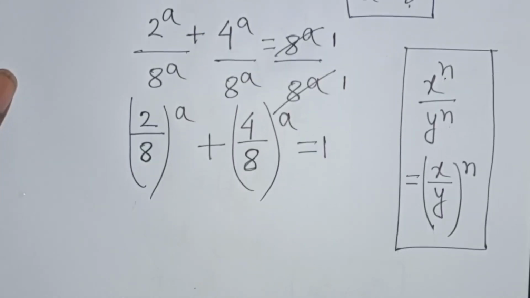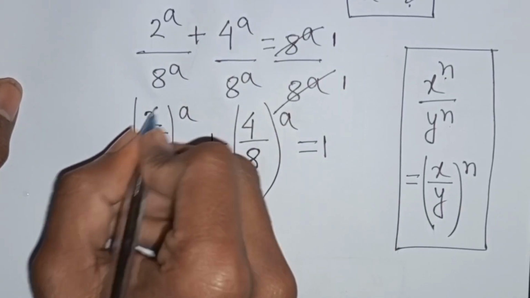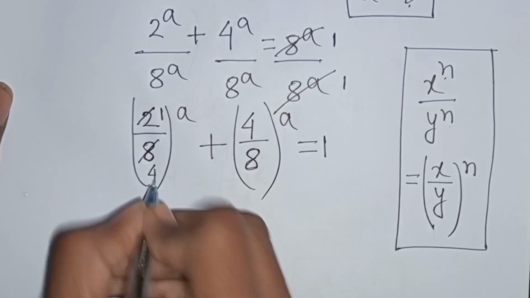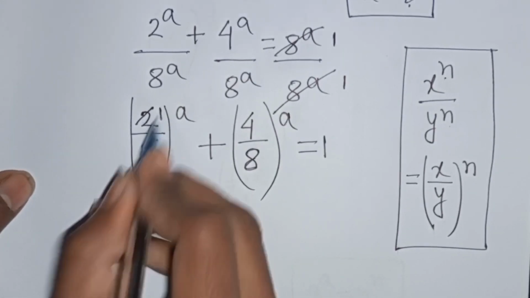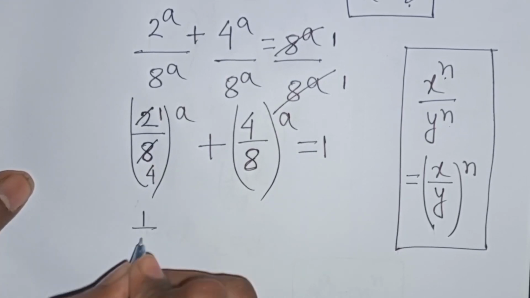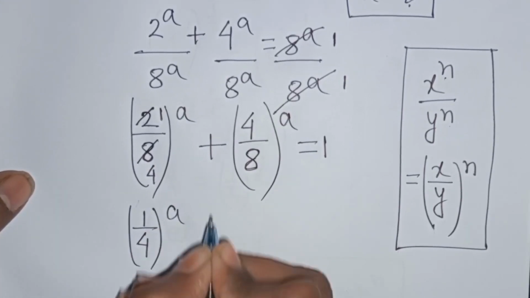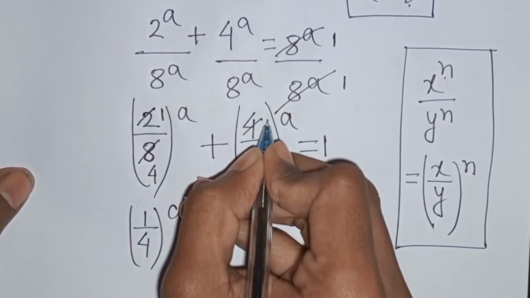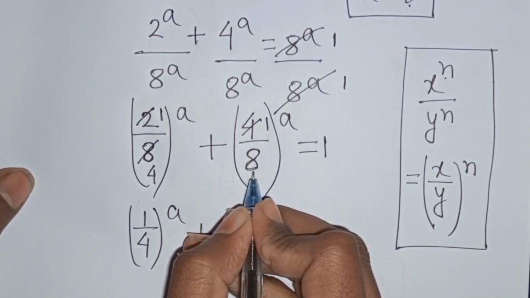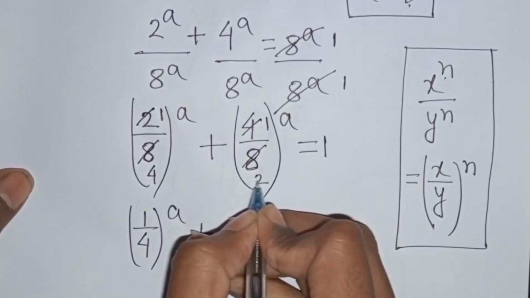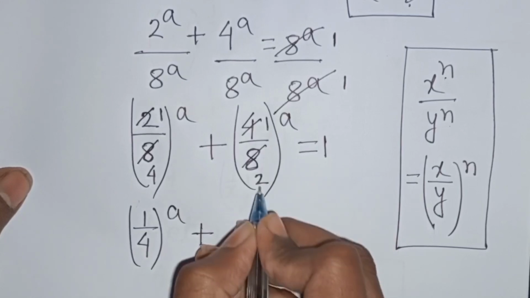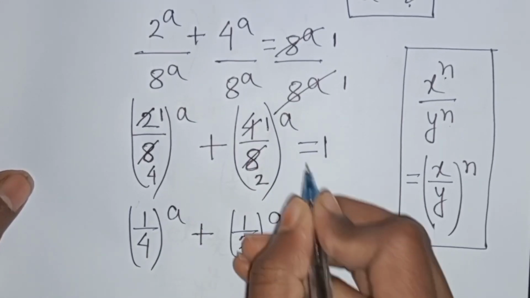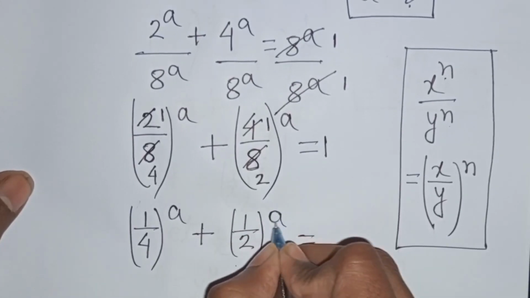Now 2 divided by 2 is 1. 8 divided by 2 is 4. So here 1 over 4 bracket power a, then plus 4 divided by 4, that means 1. 8 divided by 4 is 2. So we have 1 over 2 bracket power a, then is equal to 1.